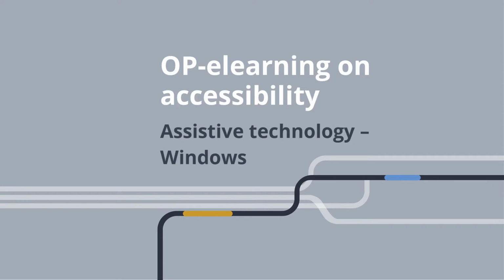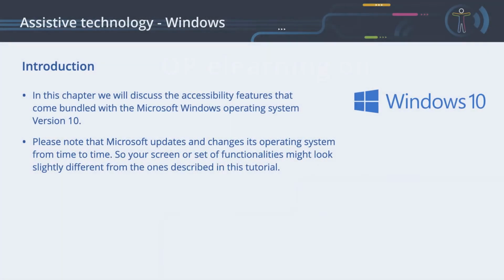Assistive Technology, Windows. In this chapter, we will discuss the accessibility features that come bundled with the Microsoft Windows operating system version 10.